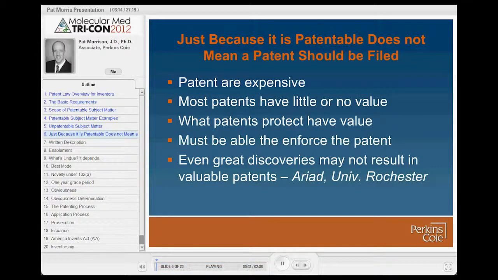This is where we jump to a little bit of practical advice. Just because something is patentable subject matter doesn't mean you should file a patent application for it. A lot of times people have the view that you should just file as much as you can, get everything filed and rack up as many patents as possible. That's usually not practical unless you have a virtually unlimited budget for patents. Patents can be very expensive.